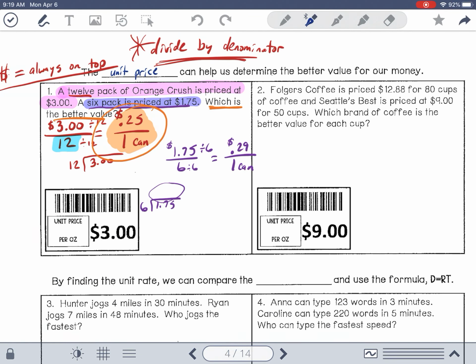I know you remember working these problems. This is the unit price. To determine the unit price, divide by the denominator. That will make your denominator 1, which gives you the unit price.